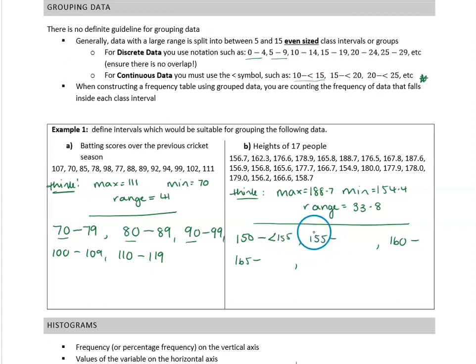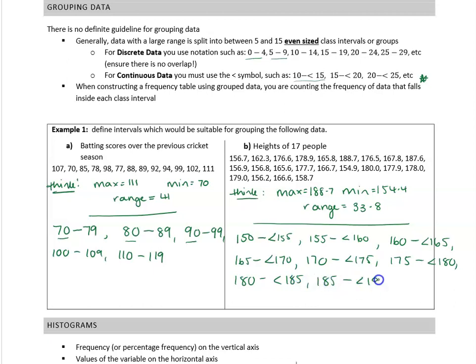Start at 155, so that would include the exact number 155 up to less than 160. Then from exactly 160 up to less than 165, 165, and so on. And we need to keep going until I've covered off my maximum of 188. So almost there, 180 to less than 185, 185 to less than 190, and I can stop. In this case, I've got 8 intervals. That fits okay. And I need to make sure that if I look at the beginning of each interval, they are evenly spaced. They are 5 apart each time. That helps me keep track.